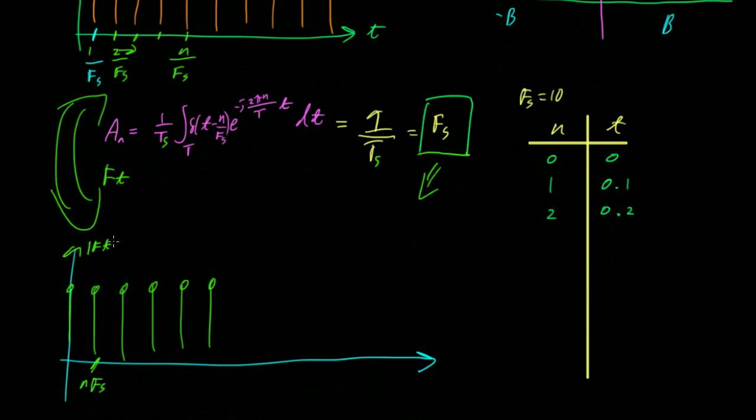The magnitudes change and the spacings change, but it's still an impulse train. So the magnitude is fs then? Right, so magnitude is fs and the spacing is n times fs. So that's why you're saying it gets spaced out further as it goes out.